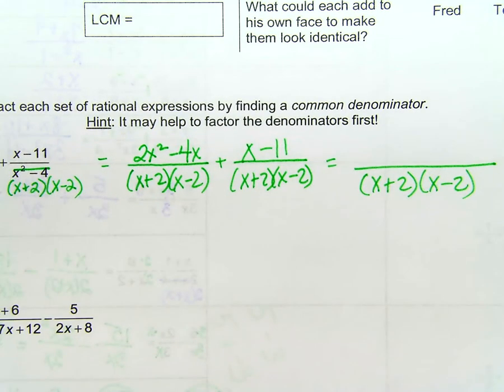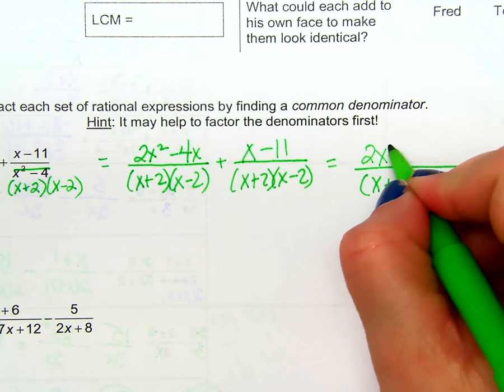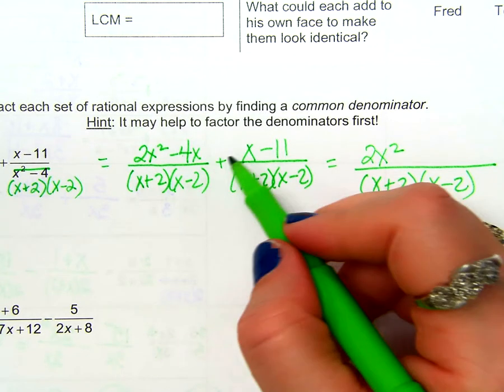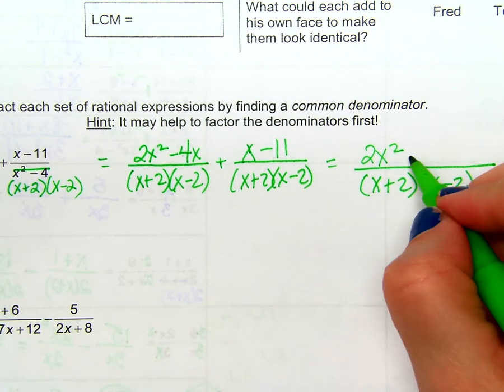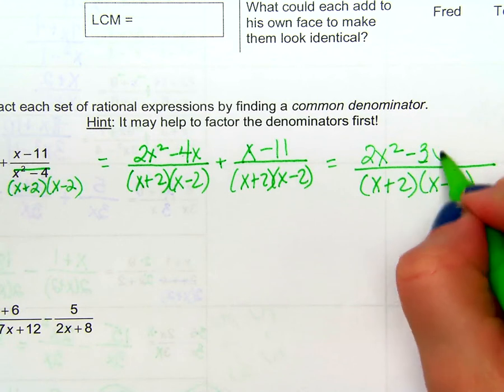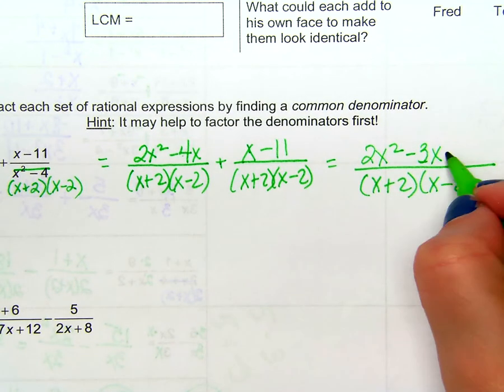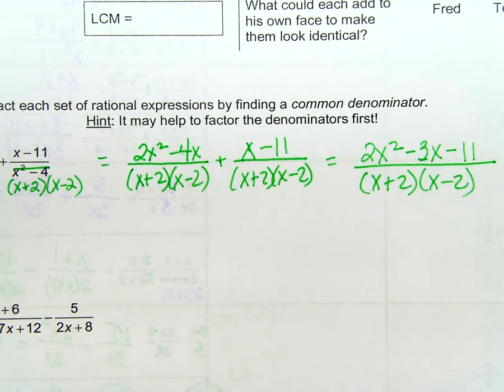Now what all am I doing? You've got to do 2x squared plus x. 2x squared. I've got a negative 4x and a positive x. So negative 3x. Minus 11. Yes? That's it? It was easy.